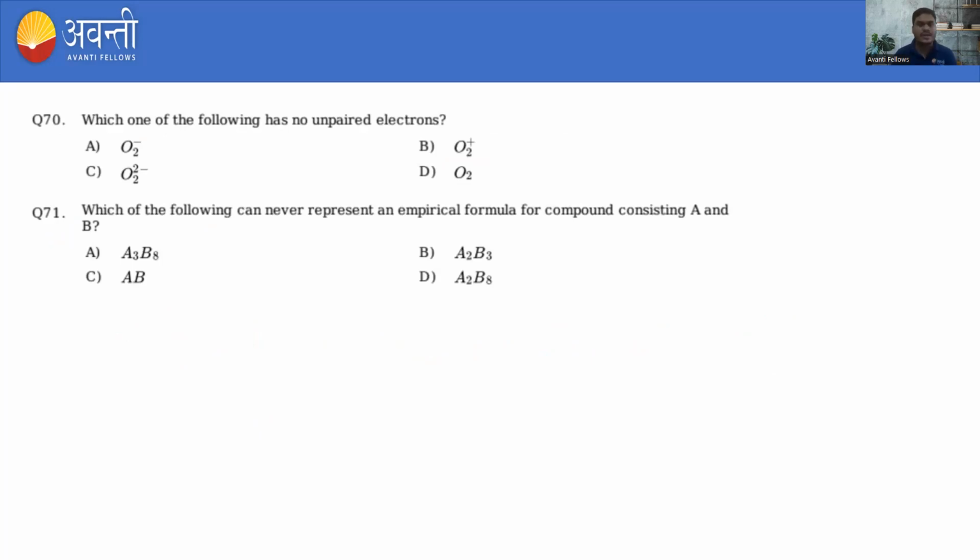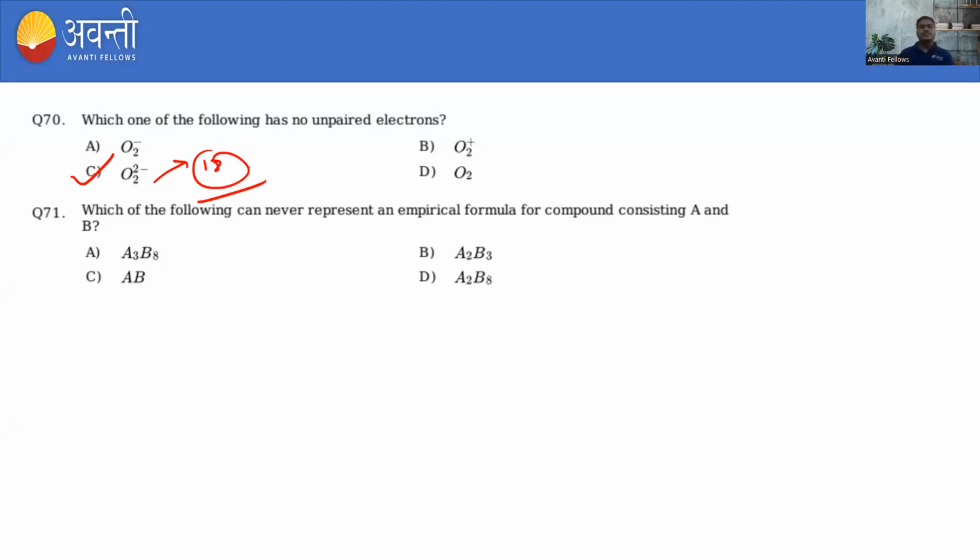Which one of the following has no unpaired electron? So just like the previous question, this question is also from MOT theory. So we know that, for O2 twice negative, if you write the electronic configuration just like the previous one, sigma 1s2, sigma star 1s2, sigma 2s2, sigma star 2s2, you will observe that O2 twice negative has no unpaired electron, because oxygen has 16 and 2 extra, that is 18 electrons, so they have an even number and do not have any unpaired electrons.